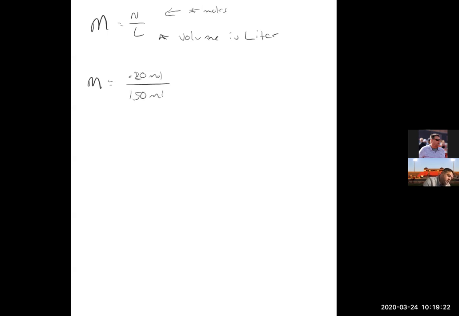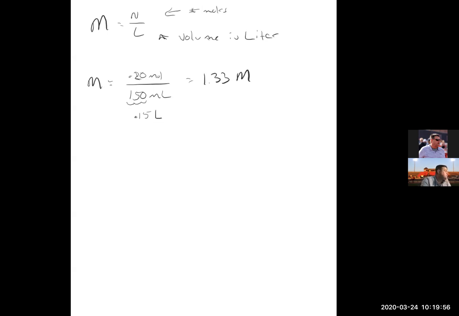150 milliliters. Well, I need to change that milliliters into liters. So I have to divide 150 by 1,000 or move the decimal 3 places, 1, 2, 3. So my answer is really 0.15 liters. Once I do that, now I take my calculator and I divide 0.20 by 0.15, and I'm going to get 1.33 molarity. So that would be my answer. That's the strength of that solution.